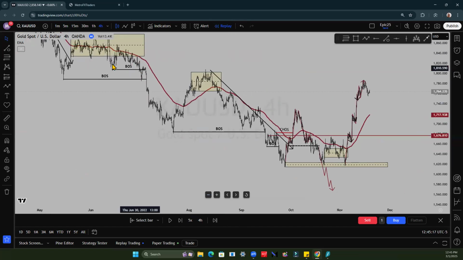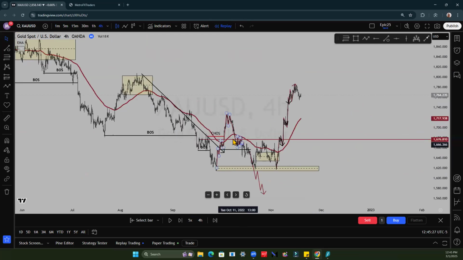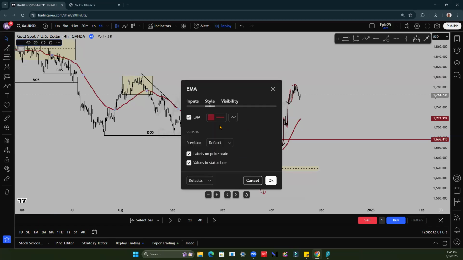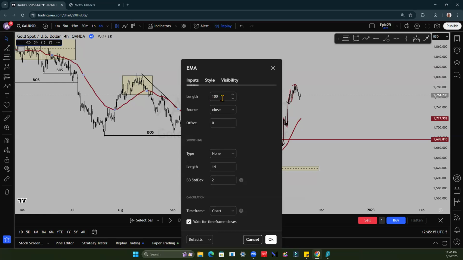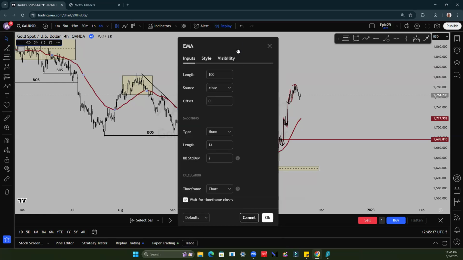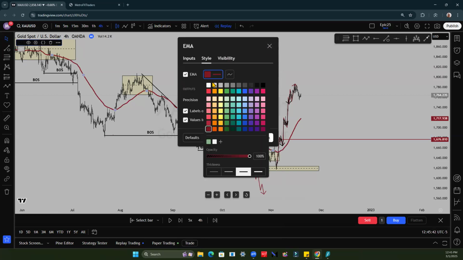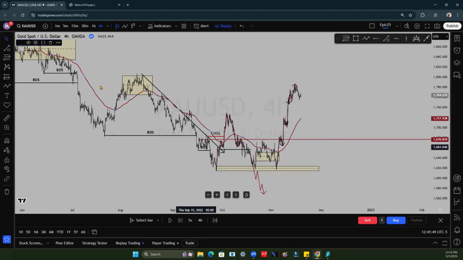So whenever you have your candles below the moving average, you want to place sell orders. Above the moving average, you want to place buy orders. And this is a 100 moving average. If you want to take a picture of my settings, I put 100 length as a moving average. Pause the video, look at that. Style, I placed red. You can put any color you want. Thickness, you can put whatever thickness you want. And you click OK. And just use this moving average as your guideline.